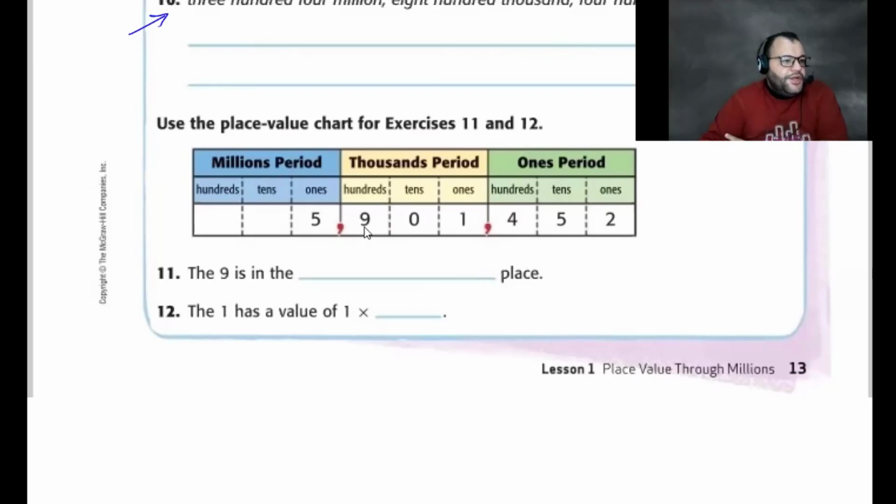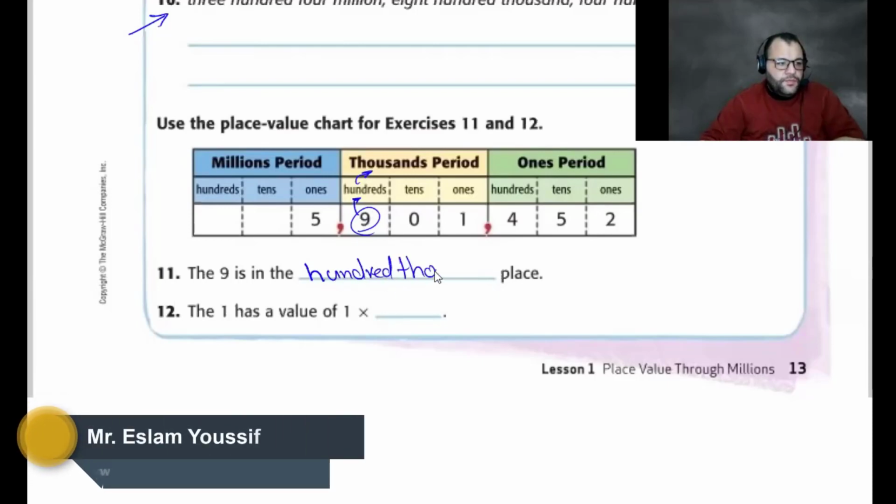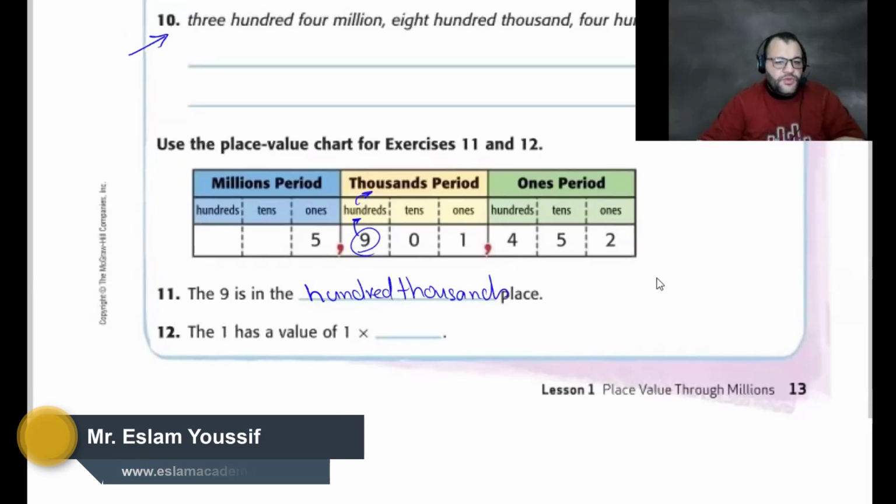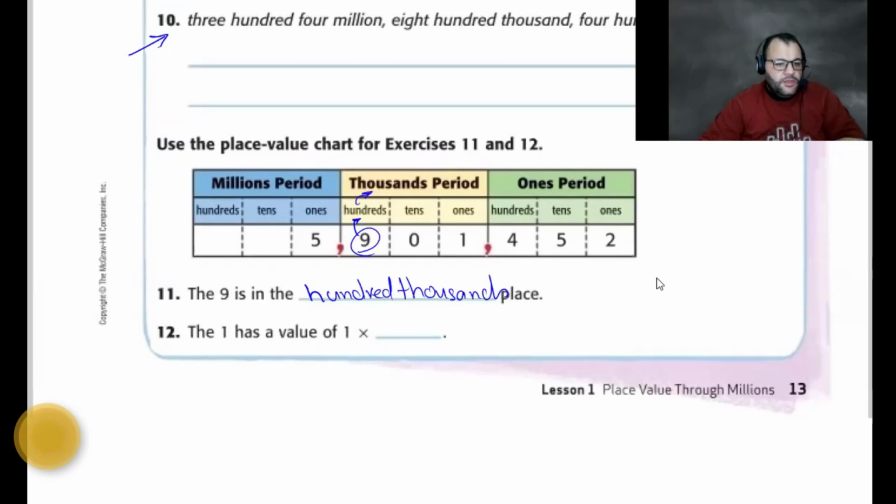So 9 now in 1,000 place. 9 is in the 1,000 period, not in the 1,000 place. So 9 is in the 100 place in the 1,000 period. So we can say that 9 is in the 100,000 place. Okay? Please use the mic, please.